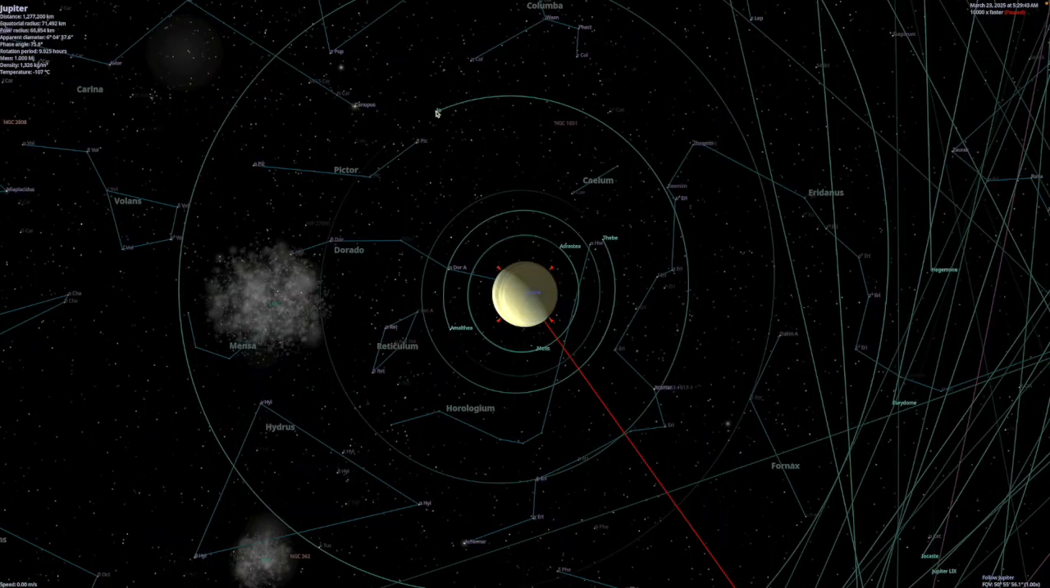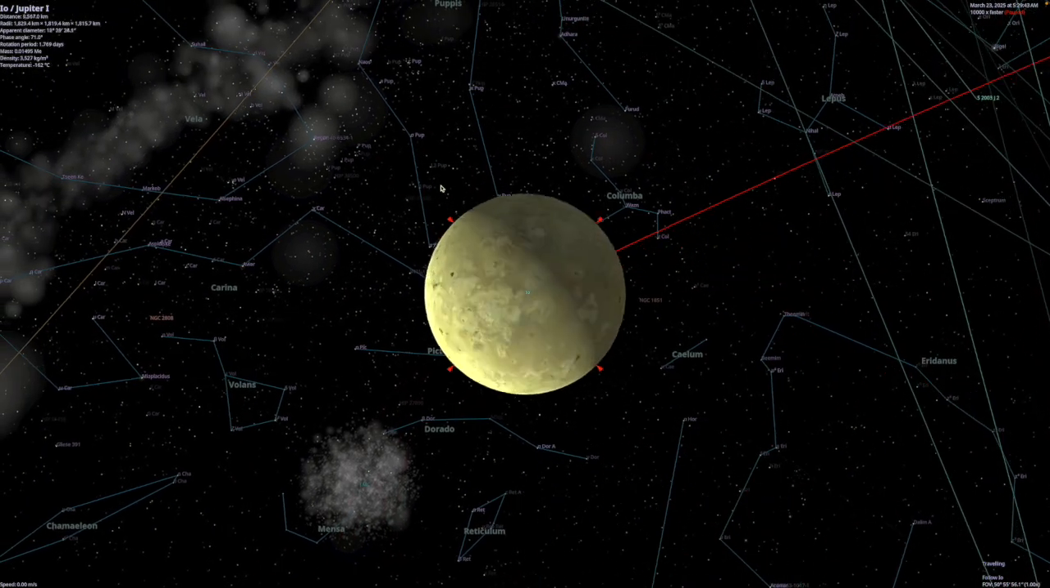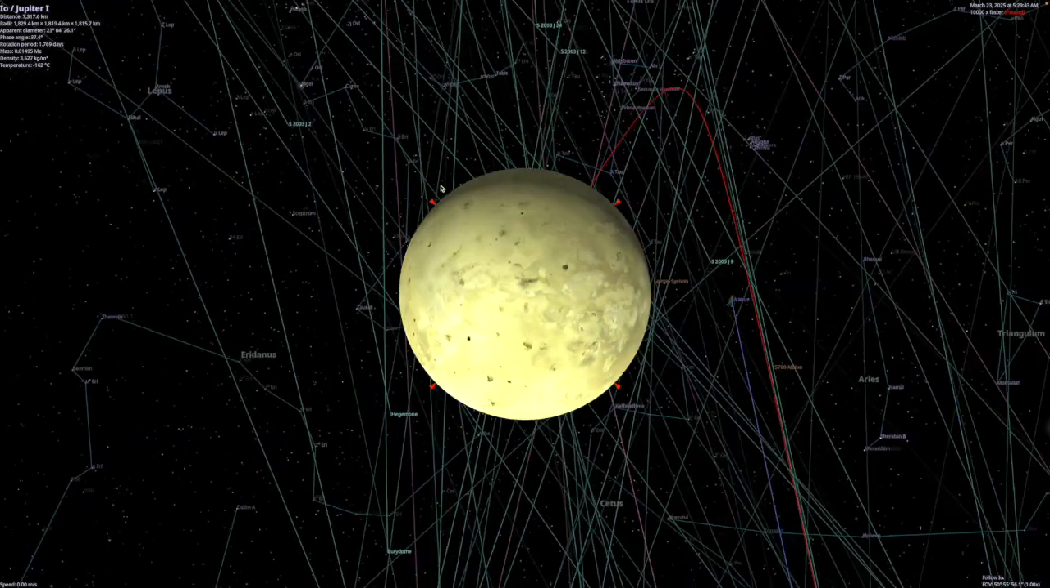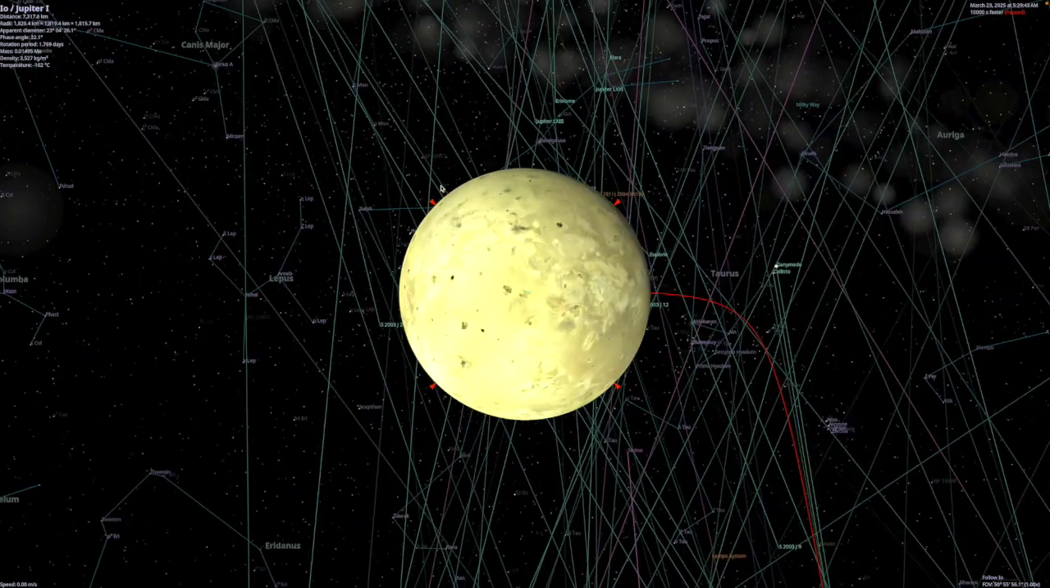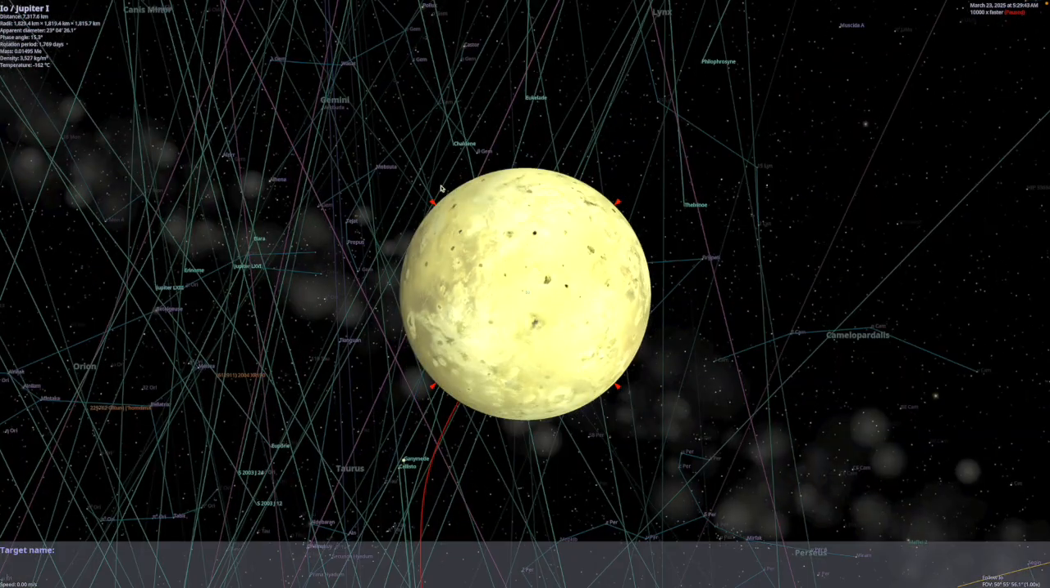We have Io. Io is the closest moon to it, and it's also the densest moon with the most gravity. It is the most volcanically active thing in the solar system because it's super close and big. I think that's why. So here it is. It has a lot of spots. These are volcanoes. Io is the closest Galilean moon to Jupiter, and the Galilean moons are the 4 main and biggest moons of Jupiter. So next we have Europa, the smallest.